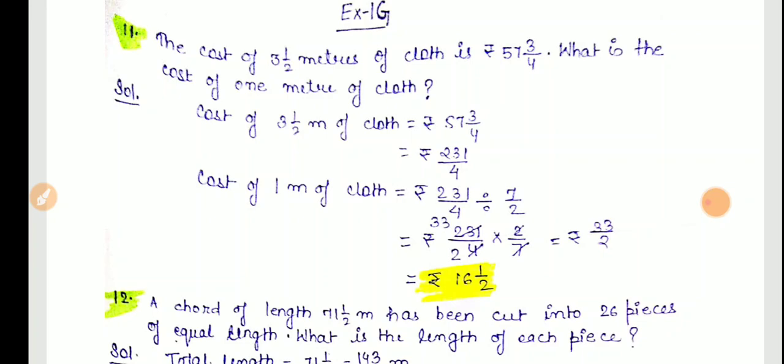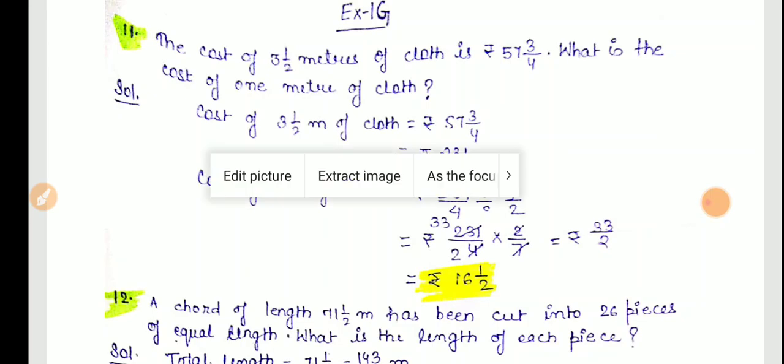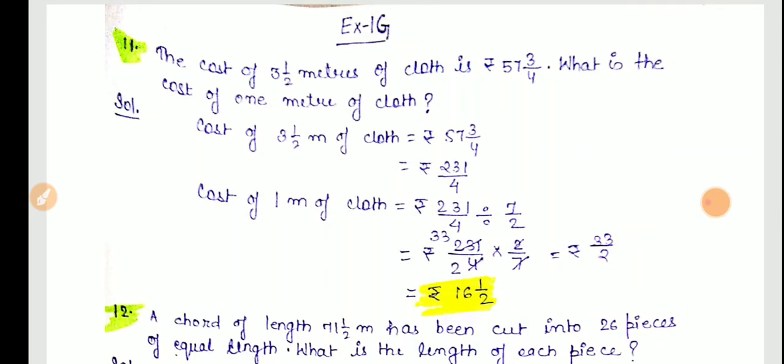Similarly in these types of questions also, most of the students of 8th class get confused about where to multiply and where to divide. So simply, when anyone is asking about the lesser quantity you will divide, and when they are asking about the more quantity you will multiply. Clear? So the question I told you: the cost of 3 complete 1 by 2 meters of cloth is rupees 57 complete 3 by 4. What is the cost of 1 meter of cloth?